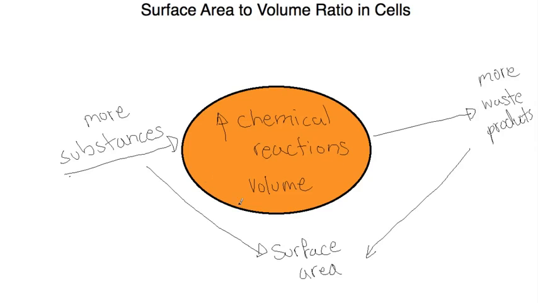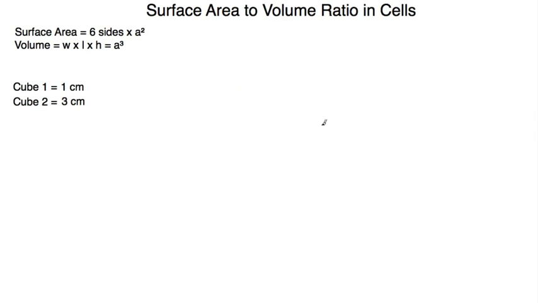And when a cell increases in size, its surface area does not increase to the same extent as its volume. This means that when a cell increases in size, the surface area to volume ratio decreases. Let's look at an example. So here we have two cubes, one with 1 centimeter sides, another with 3 centimeter sides.